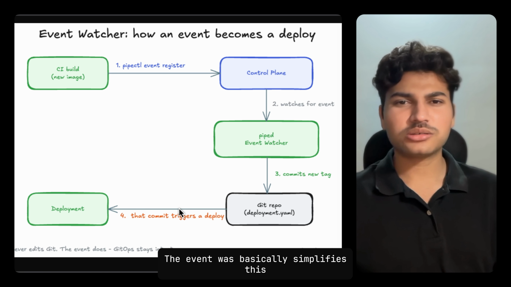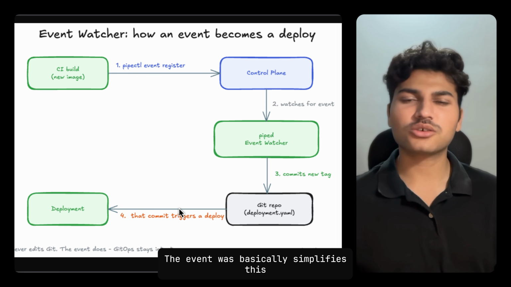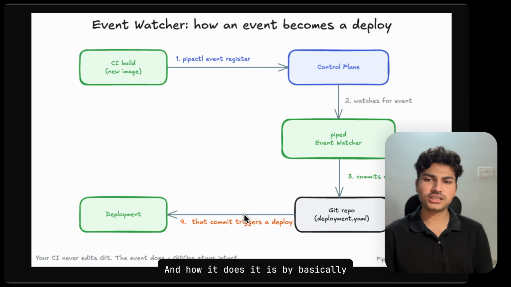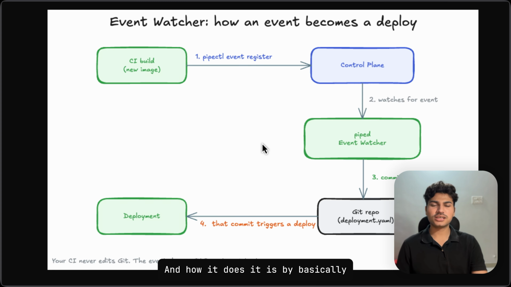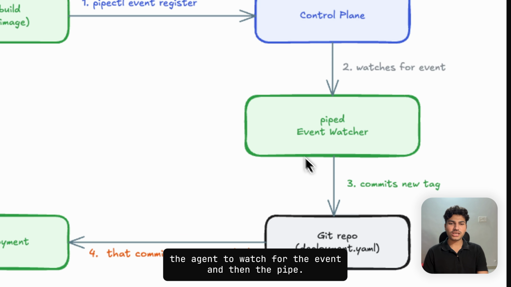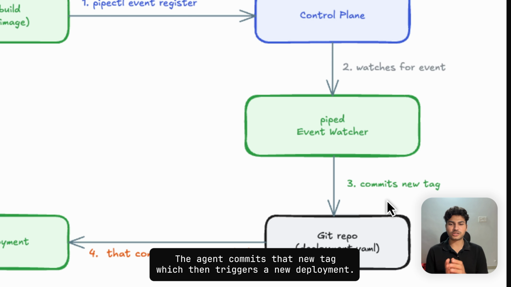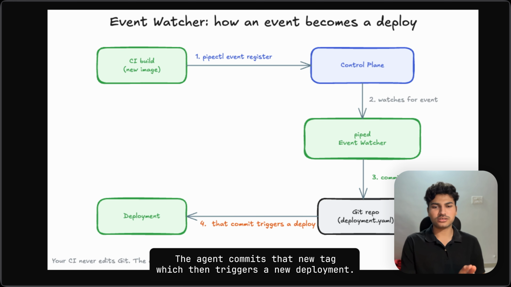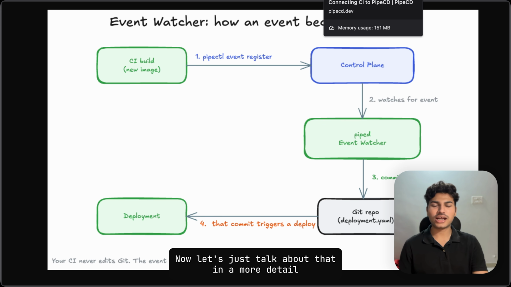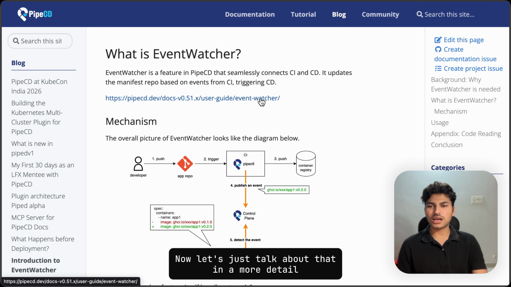Now, the event watcher basically simplifies this, or we can say automates this, and how it does it is by basically whenever you run the command pipectl event register, the control plane tells the piped agent to watch for the event, and then the piped agent commits that new tag, which then triggers a new deployment. Now, let's talk about that in a more detailed aspect.